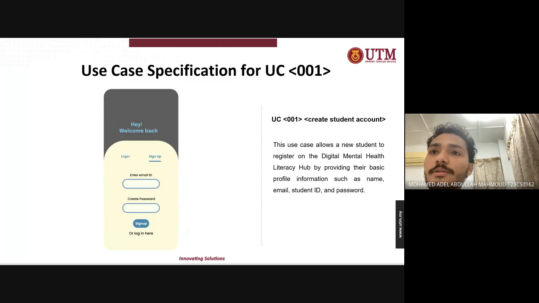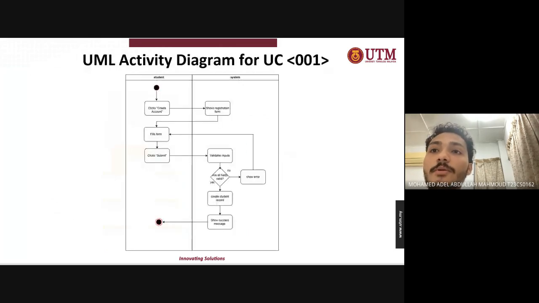Next, here we have the UML diagram as we previously discussed. He will try to create an account and fill in the form, and then validate the account. If it's not validated, it will show an error, and then at the end he will create an account and it will be recorded.